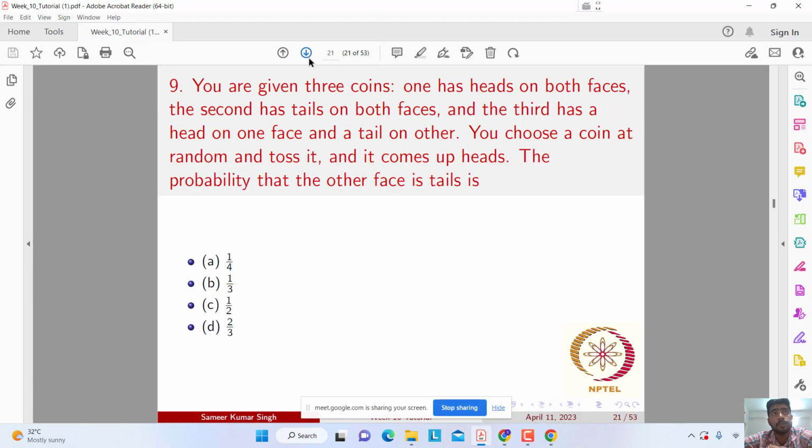Okay. So that is question number 9. And the question is, you are given three coins. One has heads on both faces, second has tails on both faces, and a third has head on one face and tail on the other. So you choose a coin at random and toss it, and it comes up head. The probability that the other face is tail is.